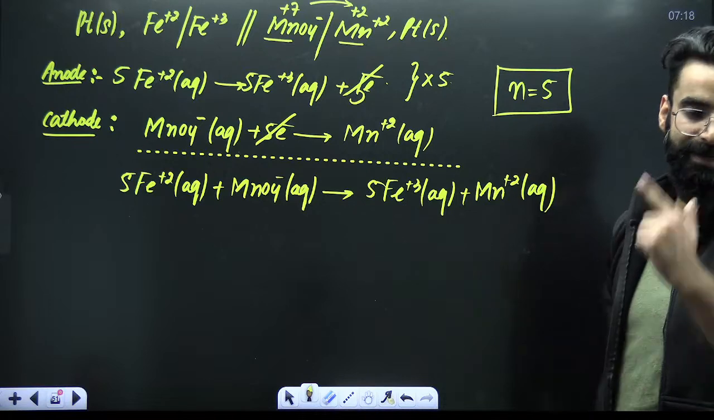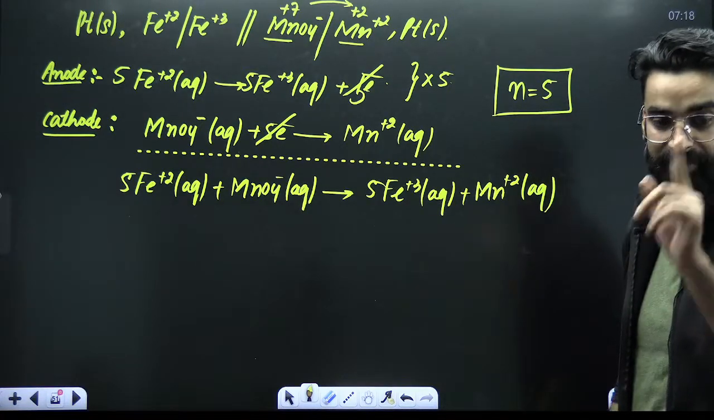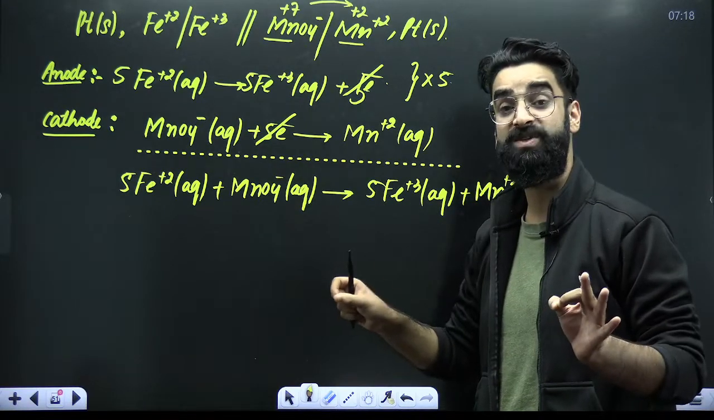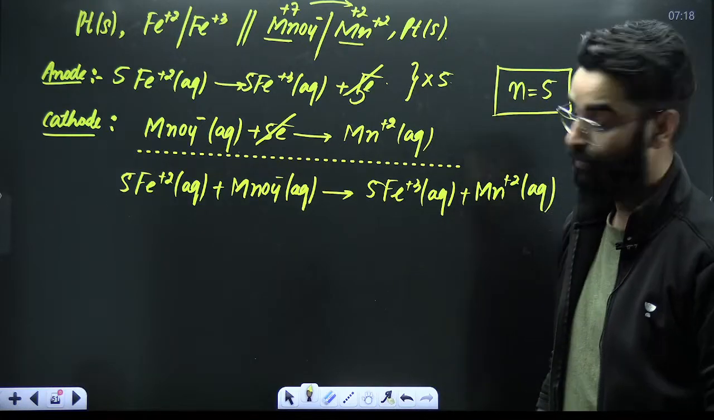This is not the net cell reaction yet. The reaction is not completely balanced. You are supposed to balance the reaction completely. You have to write the reaction in the complete balanced format. It is not present in the complete balanced format. Right? So what you shall be doing?